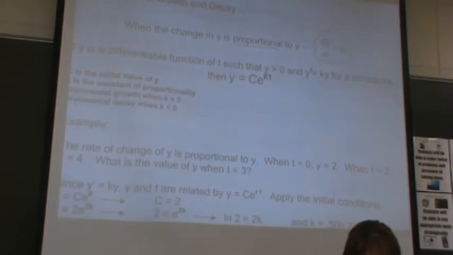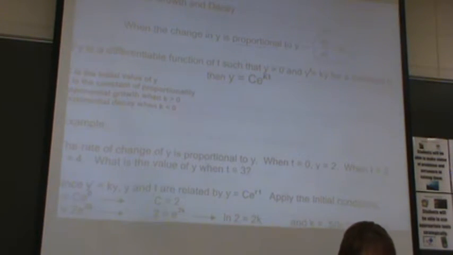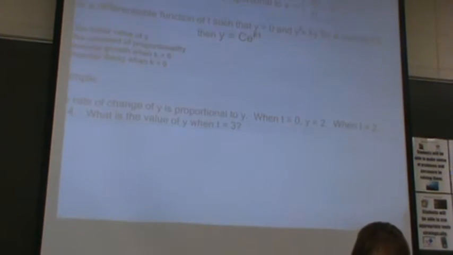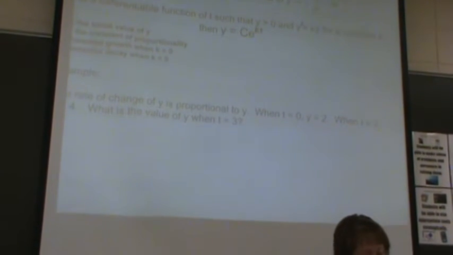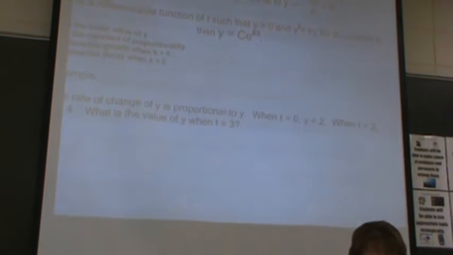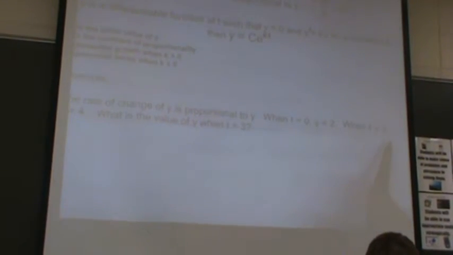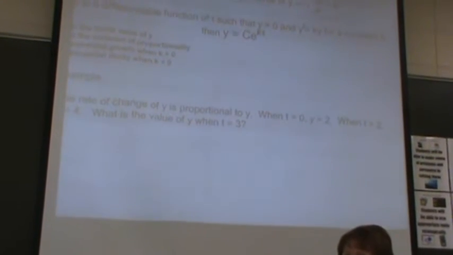Okay, let's take some examples. Let's say that the rate of change of y is proportional to y. And we know that when t is equal to 0, y is equal to 2. And we know that when t is equal to 2, y is equal to 4. We want to know what is y when t is 3.